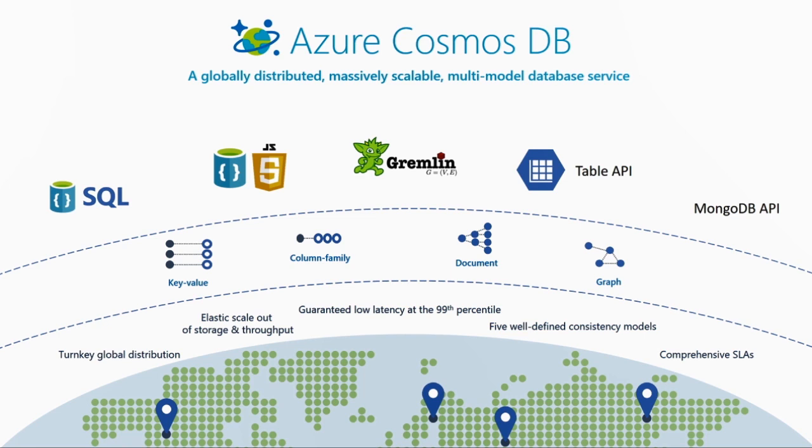On top of this distributed database, we are able to represent several different data models, ranging from key-value, column-family, document, and graph data models. And these are exposed through a variety of different APIs, including a DocumentDB SQL and JavaScript API, a Gremlin API, a Table API, and a MongoDB API.